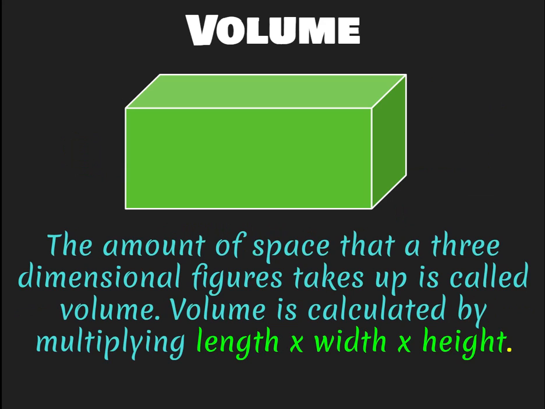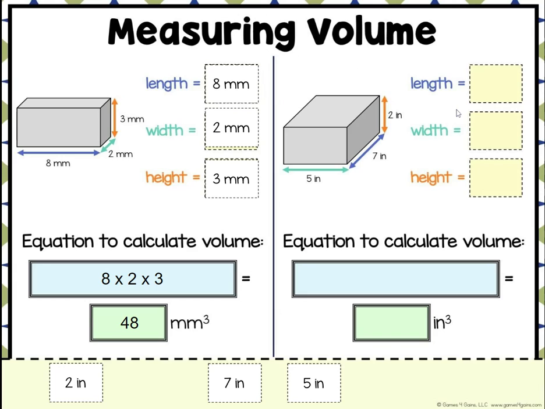The amount of space that a three-dimensional figure takes up is called volume. Volume is calculated by multiplying length times width times height. So we're adding in that third dimension of height when we're talking about calculating volume.